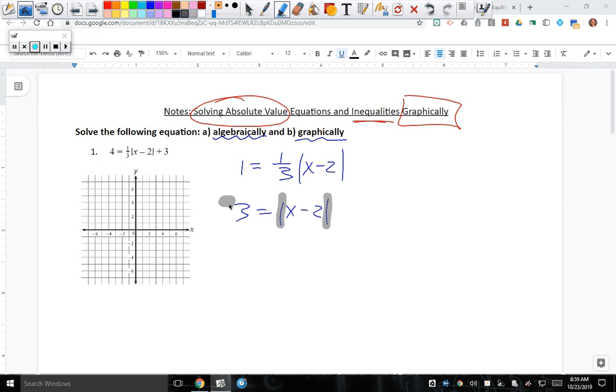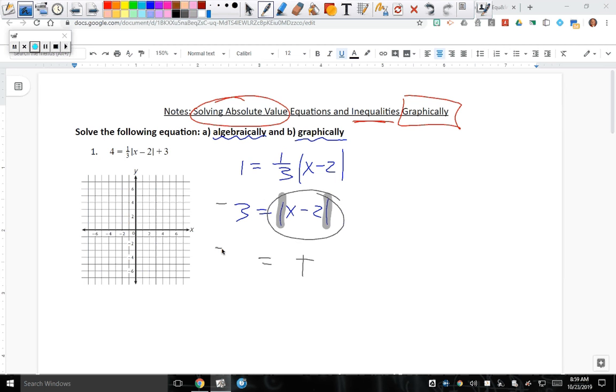Had this said a negative 3 at this step, what would be the answer? No solutions. Because you can never take the absolute value of something, which will become positive, and have it equal some negative number. Okay, so always when you isolate, think about that question then.